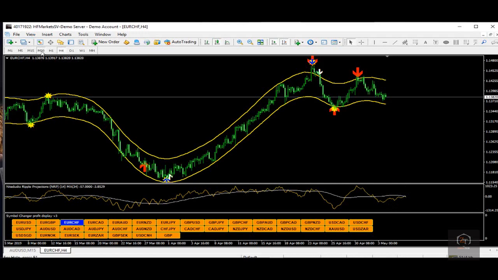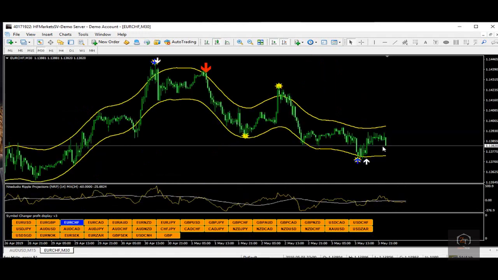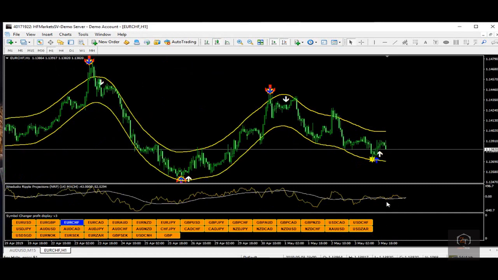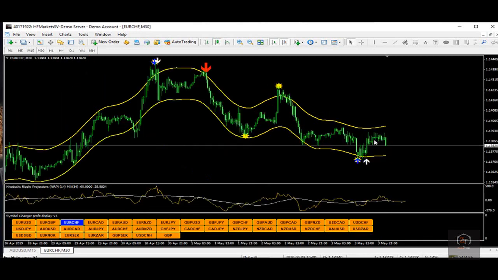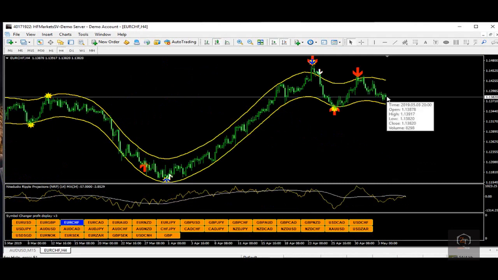You need to check 30 minutes. 30 minutes is in sell mode. You see, but 1 hour here is still gallivanting upwards, which has a sell candlestick here. 30 minutes has a sell candlestick here. 4 hours has a sell candlestick here. Now let me move back to 1 hour.